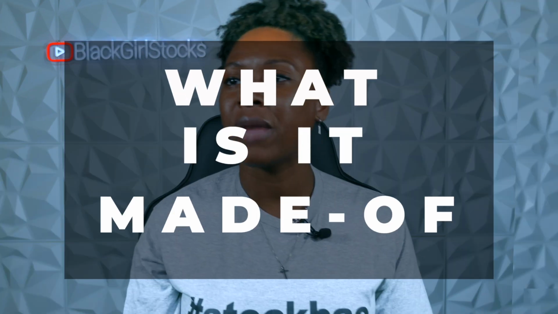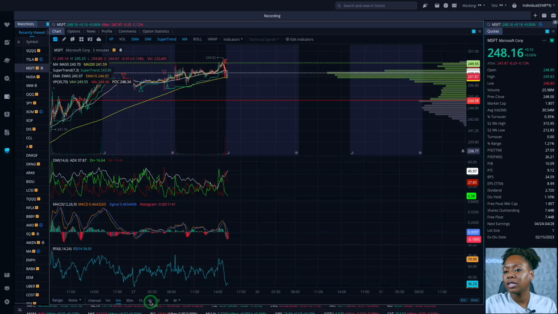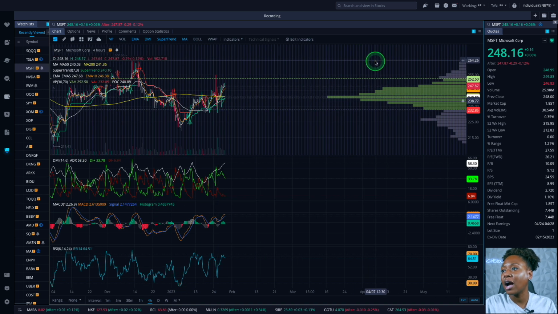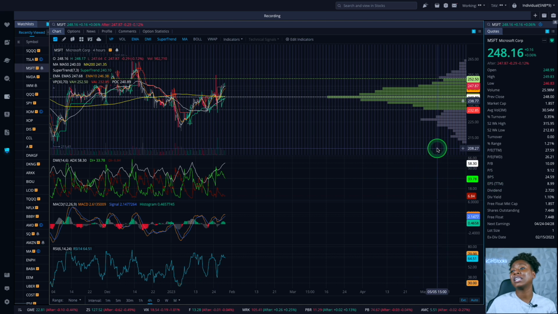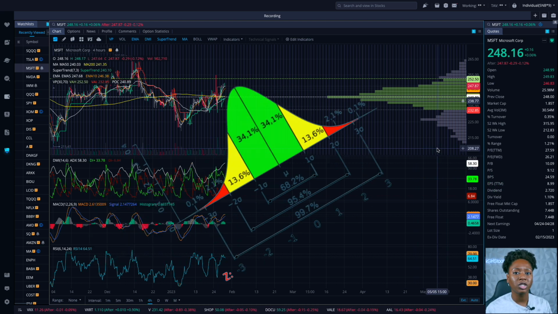Let's break down the volume profile makeup. So what is it made of? This is Webull right here, and let's go to the 4-hour chart, and this is how the volume profile is set up. So you can kind of see this. Interesting is it's really kind of giving a normal distribution curve.